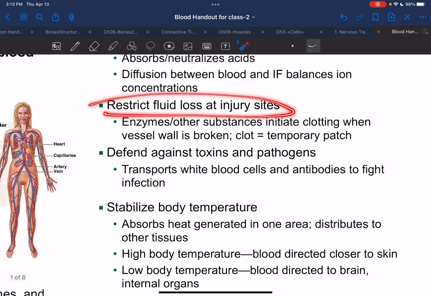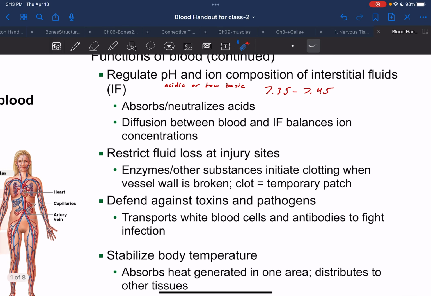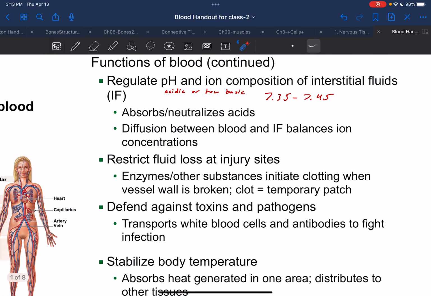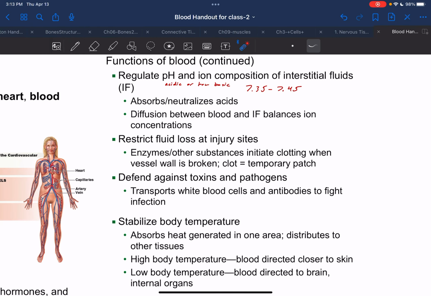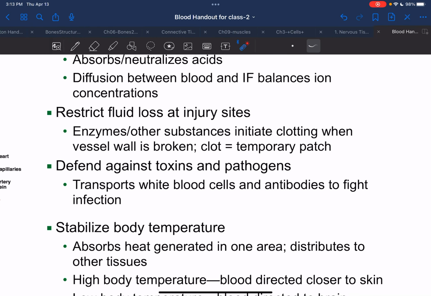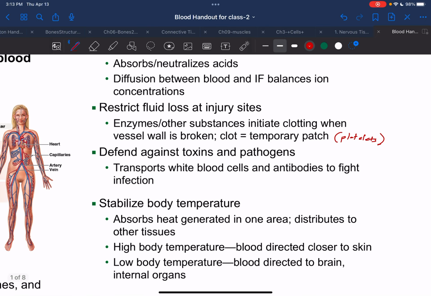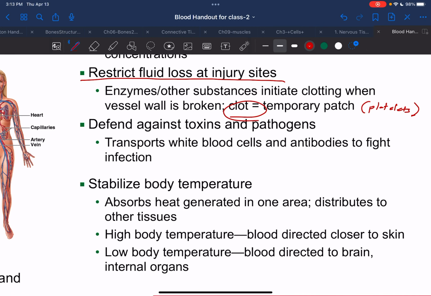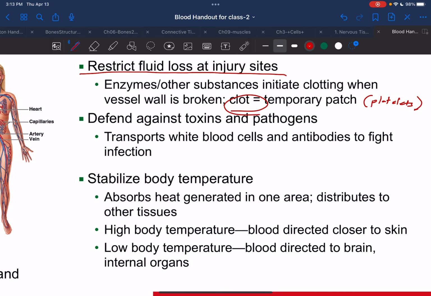And when we get injured as well, we all see that. We've all had a scrape or a cut, and then we have our platelets coming to the rescue to form blood clots. And platelets will come up a little bit later, but that's where this sort of segues in. And that's how we get clotting. So when we say restrict fluid loss, that little scab that you have is to prevent any more blood loss, hence any liquid that's in the plasma, which is more than likely water.